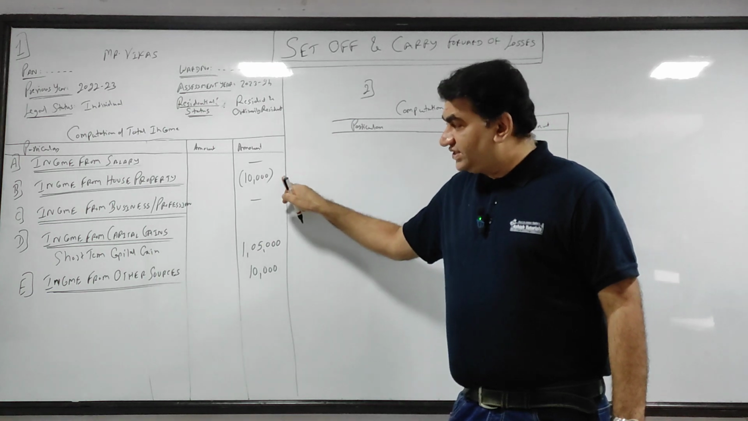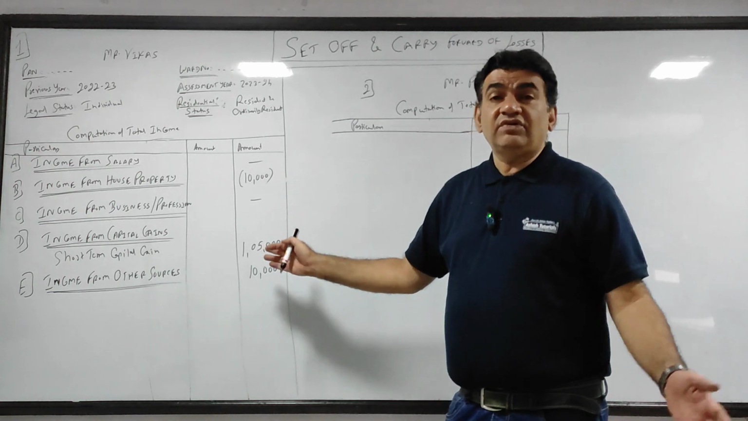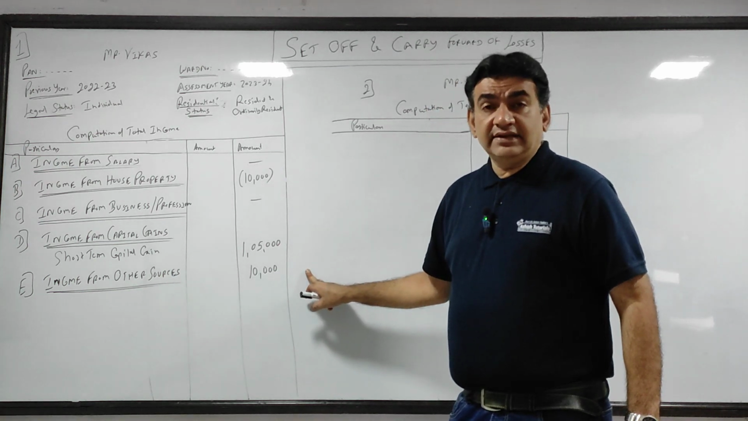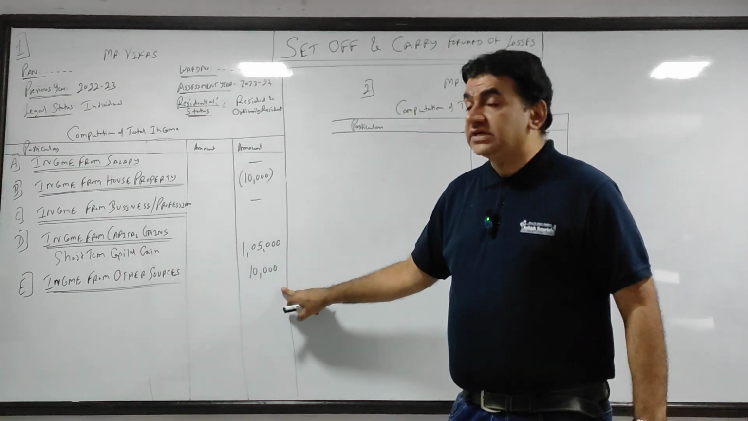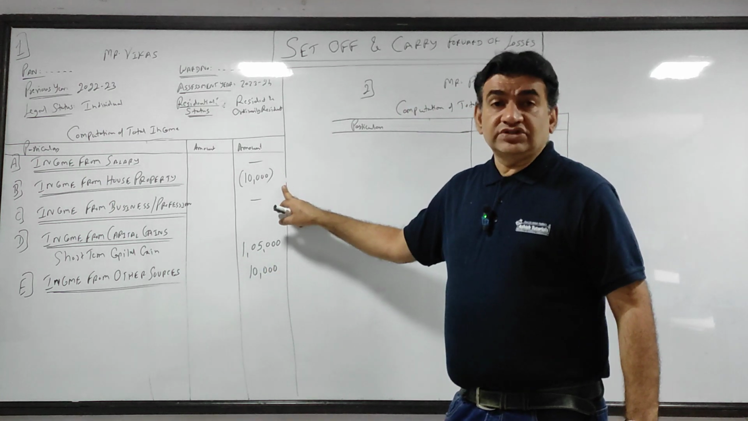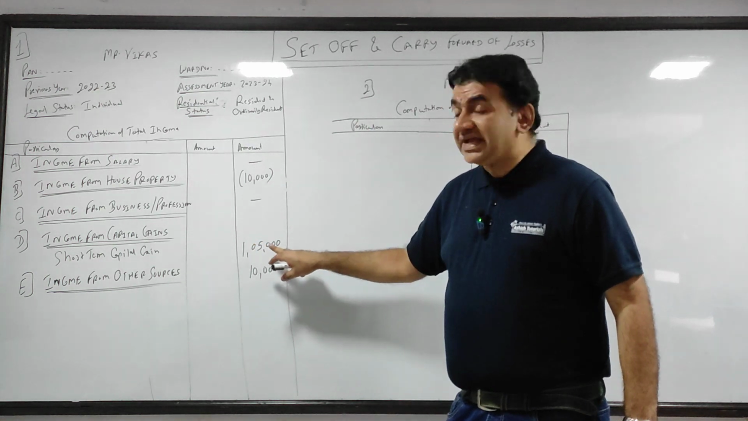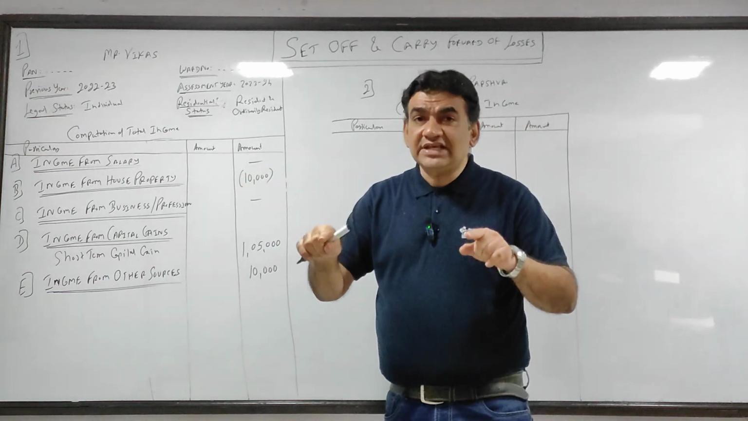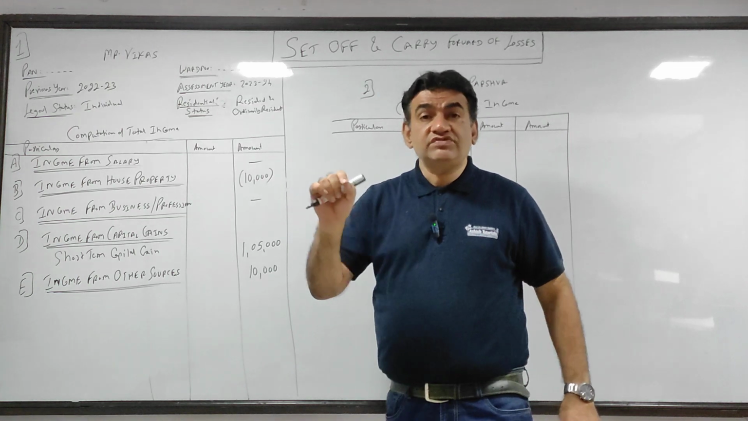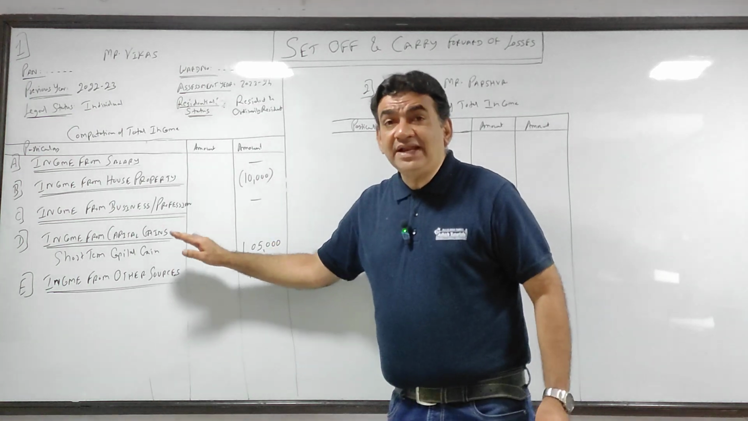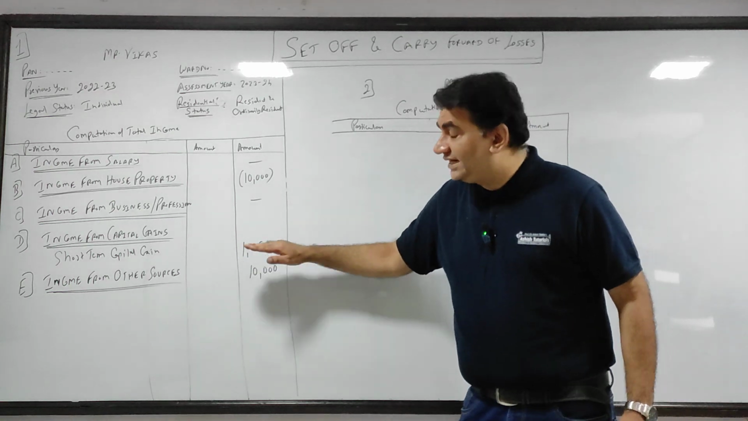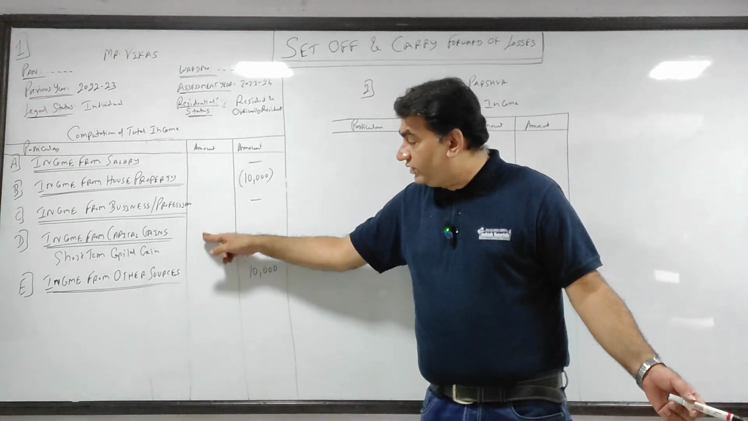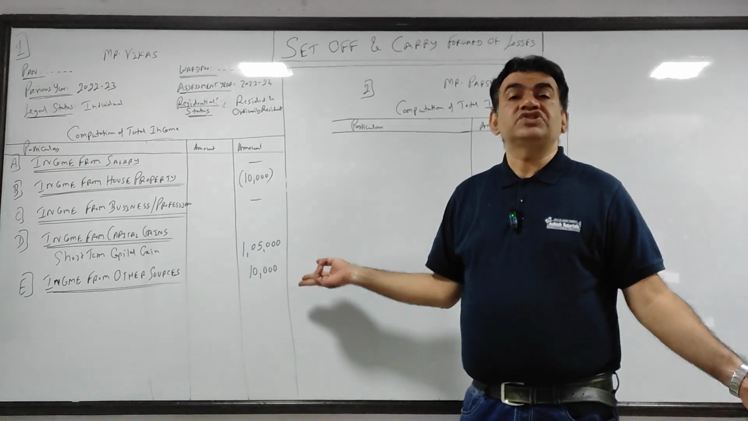Now see, this 10,000 I can set off against both incomes. I can set off against short-term capital gain, and I can also set off against other source. That is the reason I wrote it outside. Long-term capital loss I couldn't write because there is no long-term capital gain. In this sum there was a loss of 75,000. That long-term capital loss of 75,000 I did not write here because there was no long-term capital gain. If there was, I would have adjusted it here and brought it outside, but it is not there.